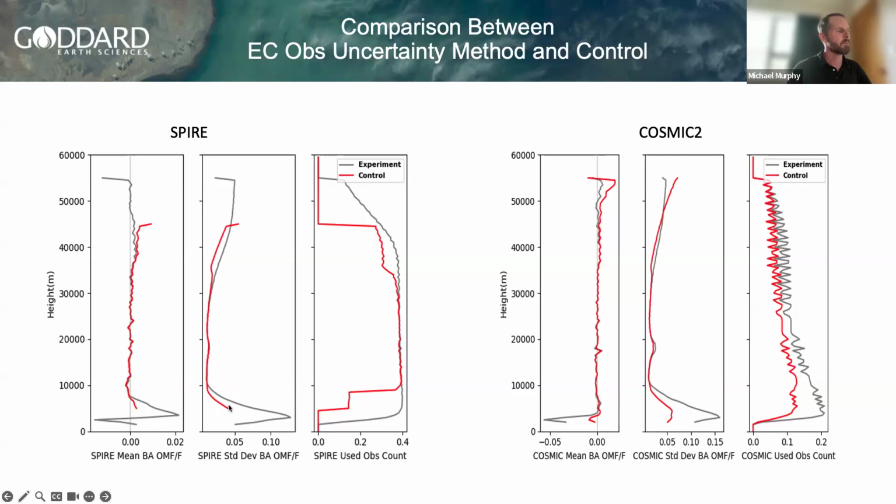So we keep the observations here in the lower and upper levels using the experiment, and you can see that we have larger values of standard deviation and also bias in the lowest levels because we're retaining these observations. Similar case for COSMIC-2, except you're not having the cutoffs in GMAO's current method being used.